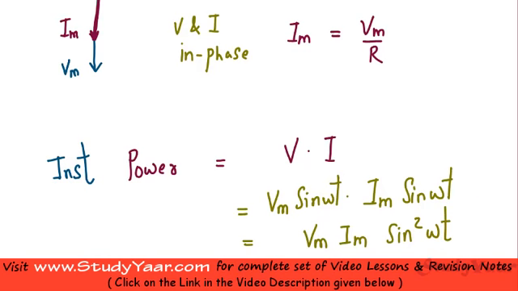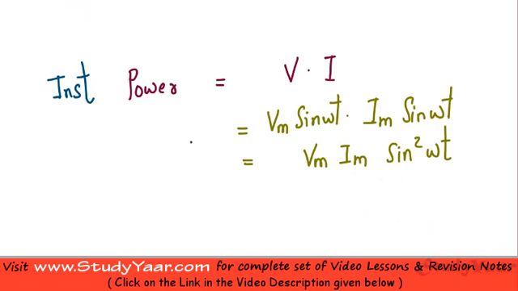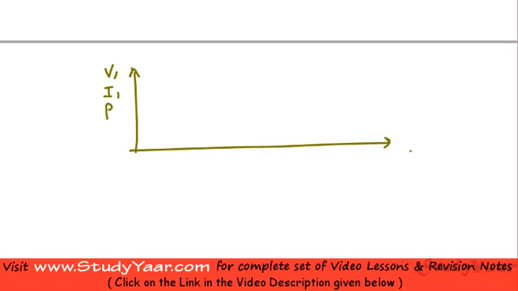Now if you were to draw the graph of power versus time, you are going to get something like this. First let's draw the graph. This is my voltage, or this is my current, or this is my power. First I am going to draw a graph between my voltage and time. We know it is a sinusoidal graph. It's going to be something like this.